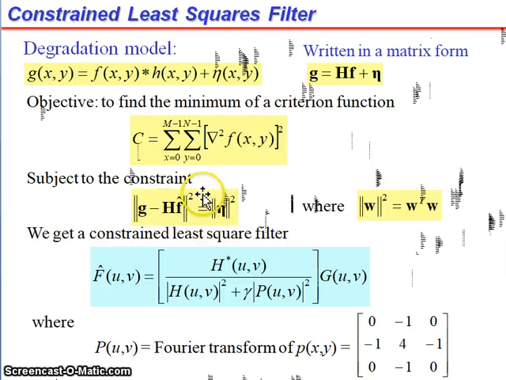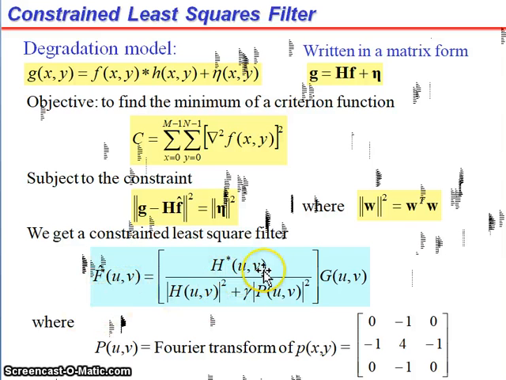Based on this constraint, to minimize the particular criterion function, I can get the restored image, right? A good image. I can suppress the noise also here. I can suppress the error also here. What is the error here? F cap of x comma y difference with f of x comma y, right? Based on this criterion function, I developed one equation, the transfer function, F cap of u comma v.